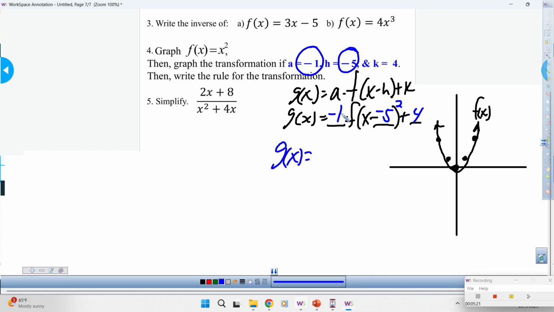Do I need to write the 1? No, I'm just going to leave it as a negative. f of x negative times the negative is a positive 5 squared plus 4. So, tell your neighbor where we're going to move those 5 points according to that. Where are we going to move the 5 points? Tell your neighbor, please.